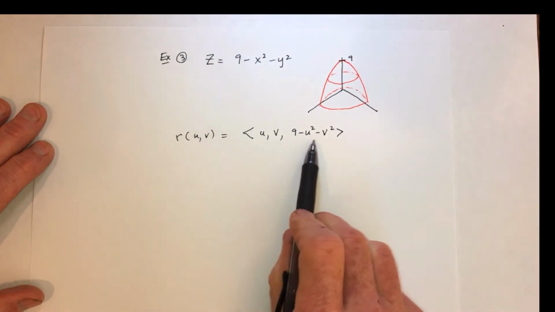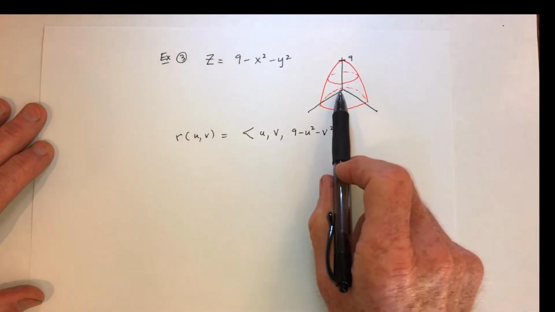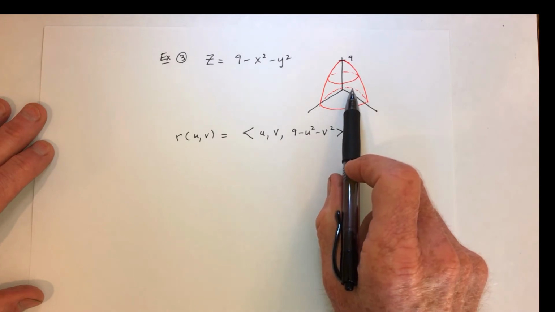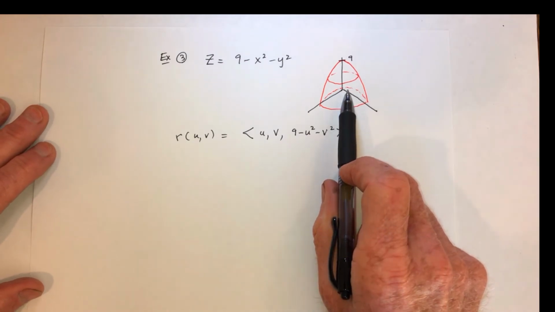Now when we graph this in parametric form, it should be the same shape, although there is a little more information. So let's take a look at the graph and then come back to this one.